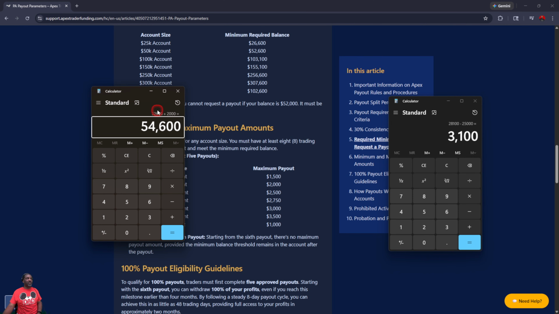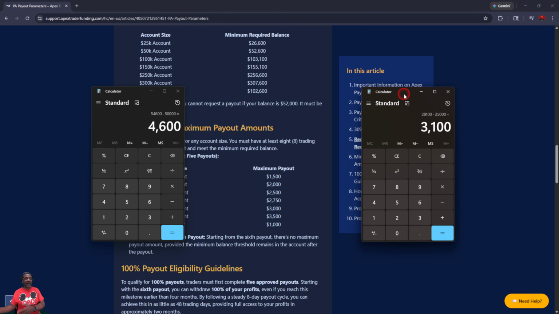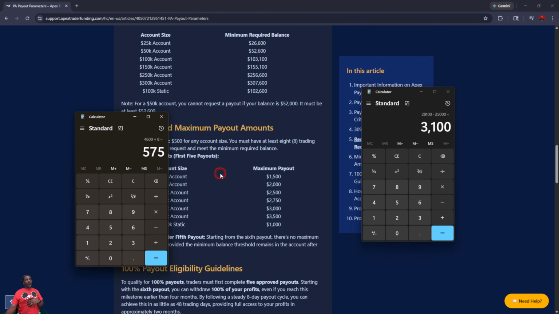So now you're looking at, if you got a 50K account, you got to get 4,600 in 8 days, whereas in a 2,500 account, you just need 3,100 in 8 days. So we're going to divide that by 8. Over here, you would need at least $575 a day, and over here, you only need, just say, $488 a day. So $488 a day versus $576 a day is not a big difference.